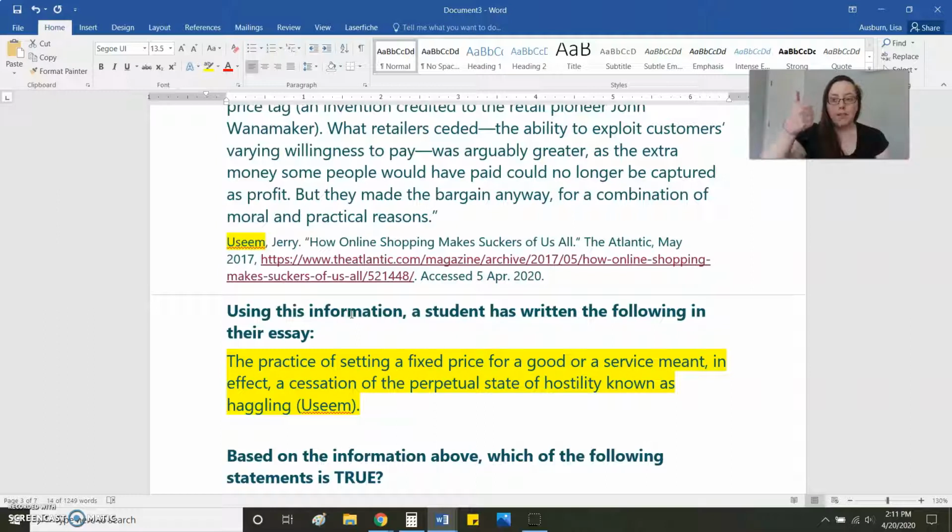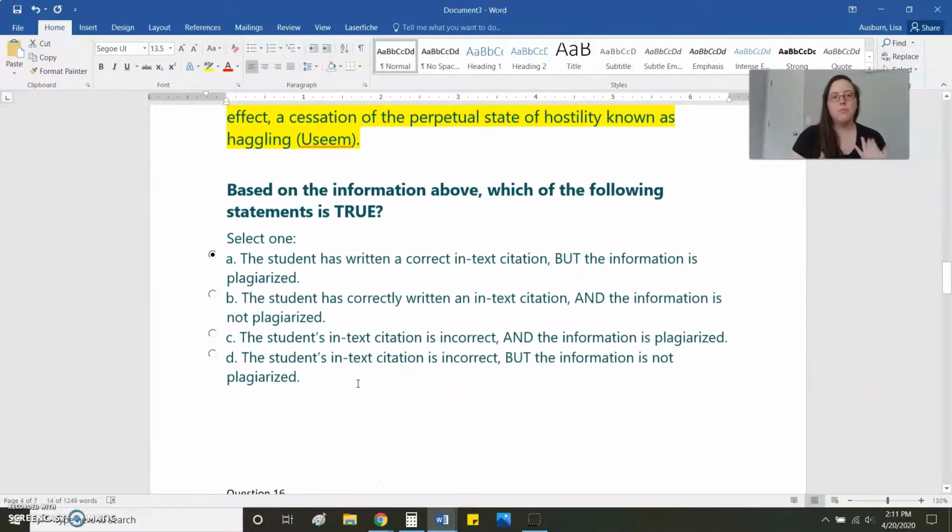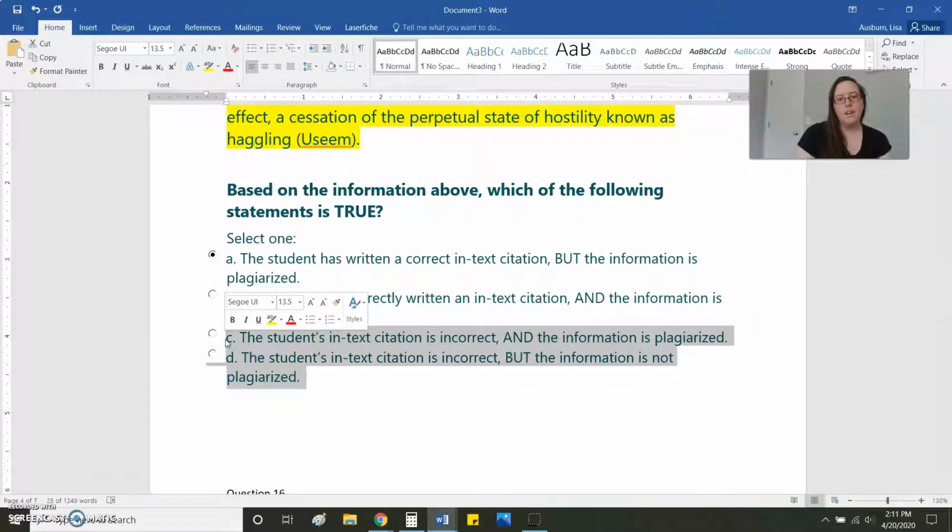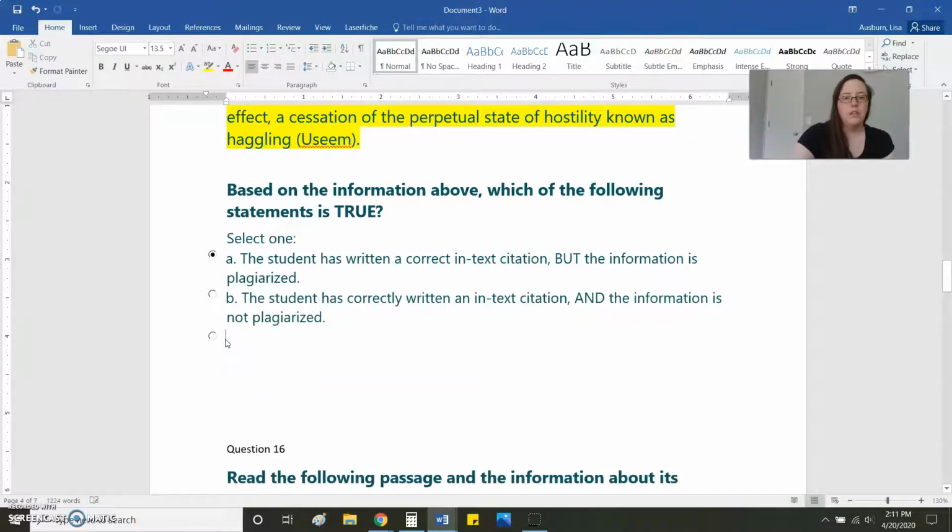So we do have a correct in-text citation, and so again, we should remove anything that says the citation is not correct. So both of these at the bottom say the student's in-text citation is incorrect, so I'm going to get rid of those.